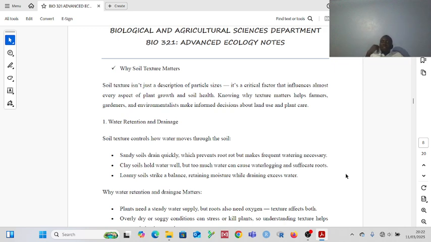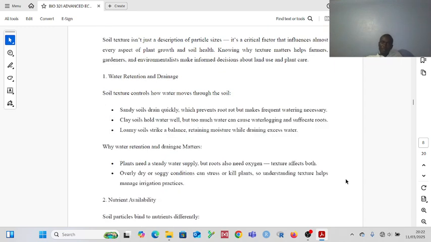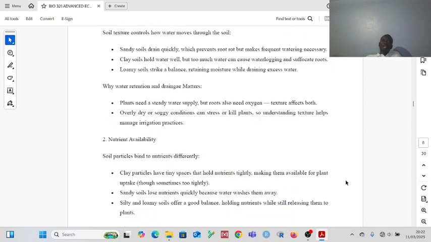Okay? Loamy soil strikes a balance, so it retains just the right amount of moisture. Whatever is excess will be drained. So in a loamy soil, you don't need to worry so much about the water retention or the drainage. So the second reason is about nutrient availability. Soil texture affects the availability of nutrients to the plants that are growing in that particular soil.